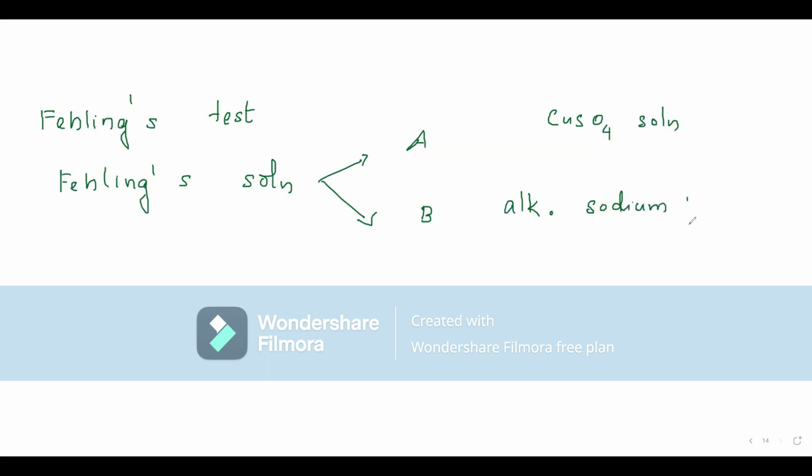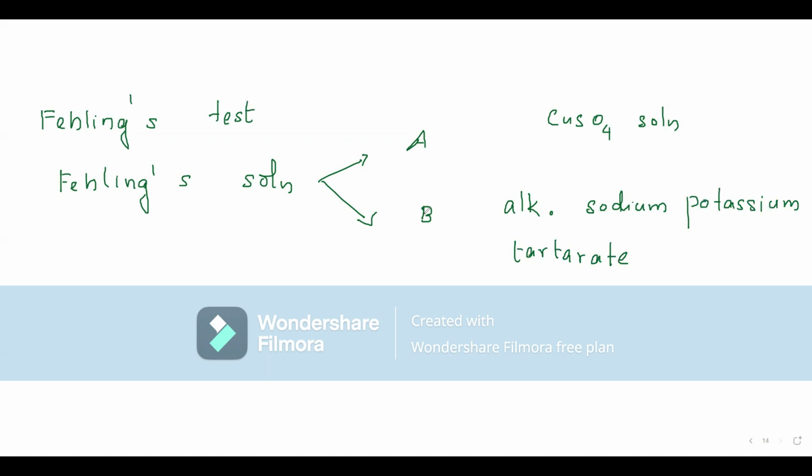sodium potassium tartrate. Now, if we mix and keep A and B together, they will react together to give a complex. So, to avoid a reaction between Fehling's A and B, we do not mix and keep them.